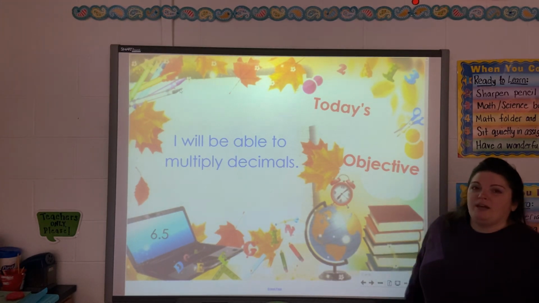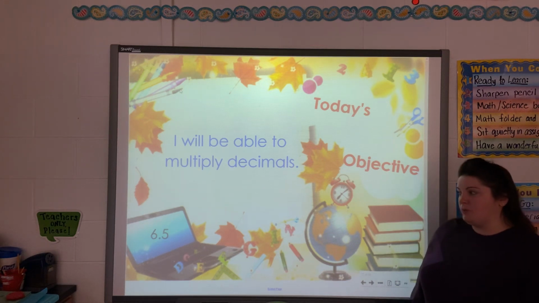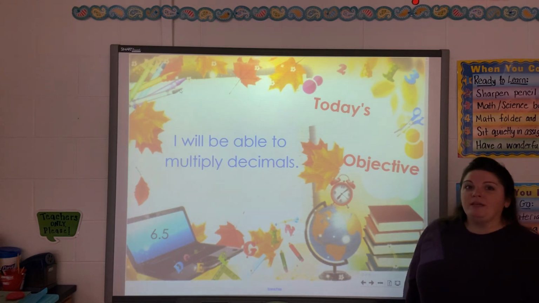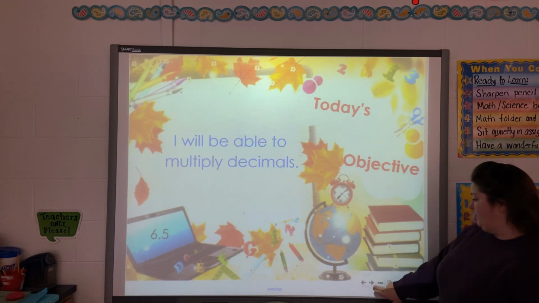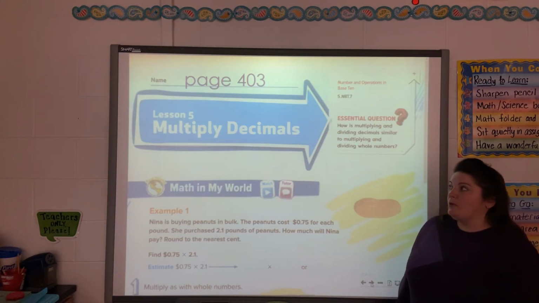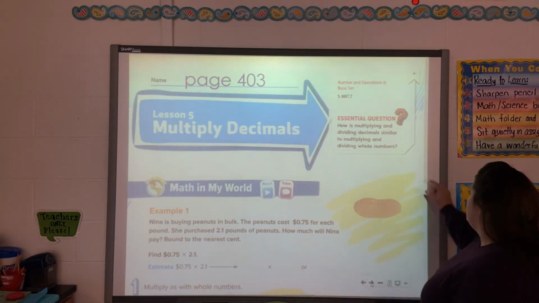Today we're going to look at how to multiply decimals. In My Math, it's lesson 6.5. Please get out your My Math book so that you can fill in the answers along with me. On page 403, let's learn how to multiply decimals.